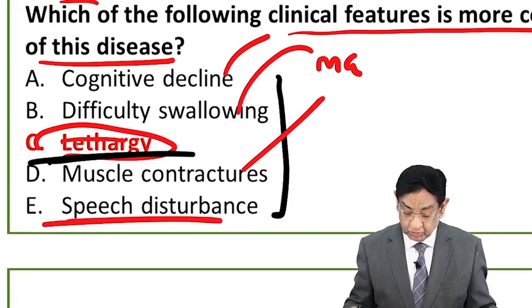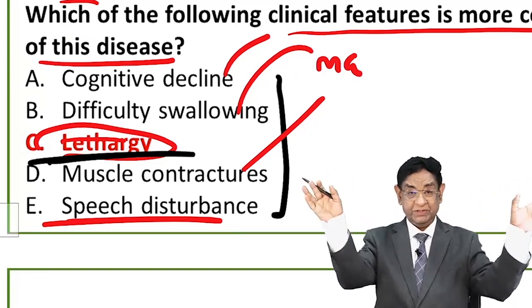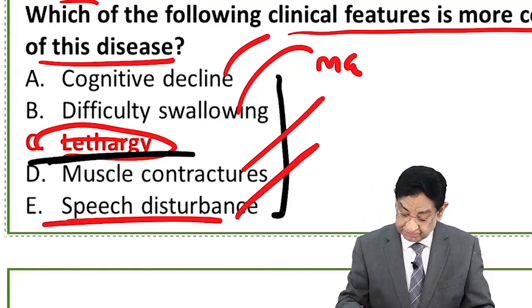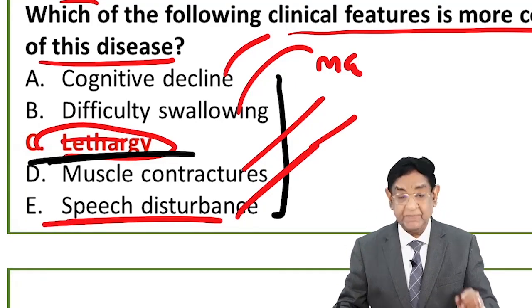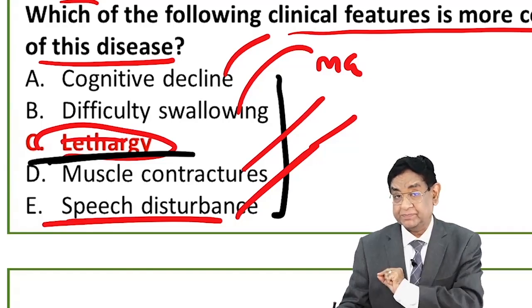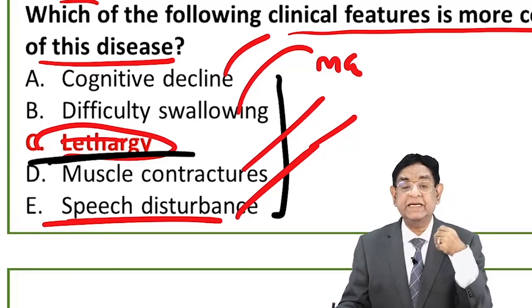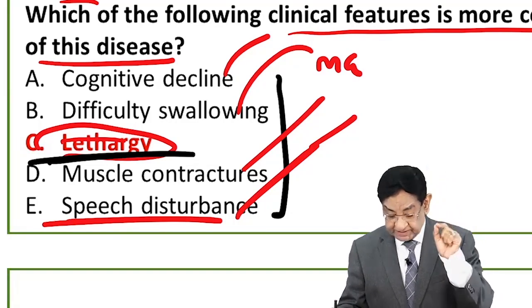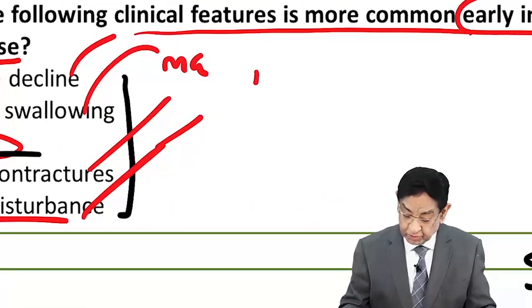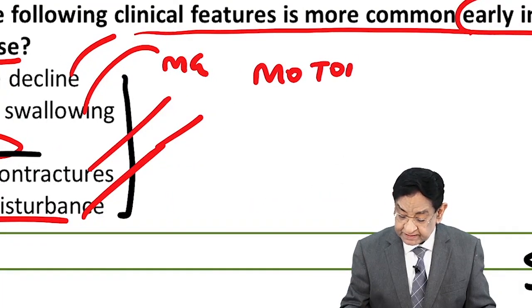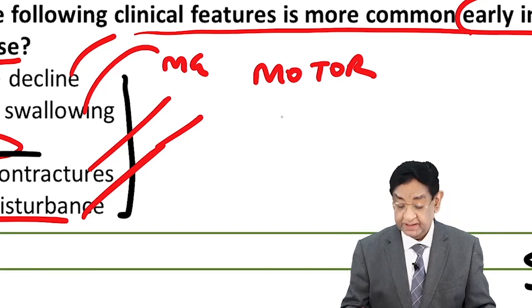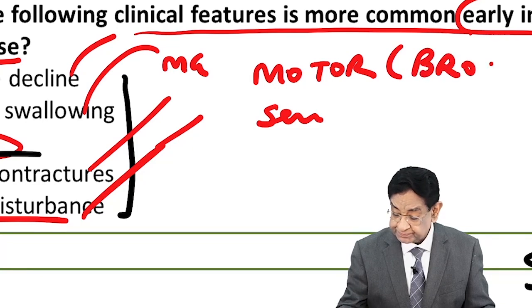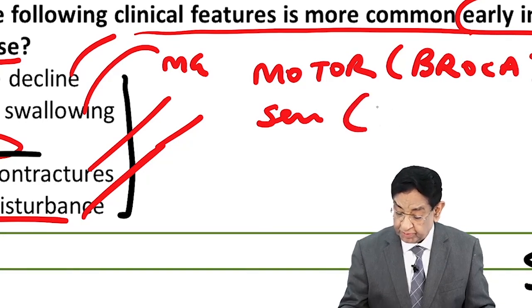Speech disturbance is not a feature. Why? Again, a million-dollar question. Because speech disturbance, remember, dysarthria can occur. Dysarthria is a defect in the periphery where the sound is getting produced. But when we say speech disturbance, that means motor and sensory aphasia, that is involvement of Broca's area or involvement of Wernicke's area.